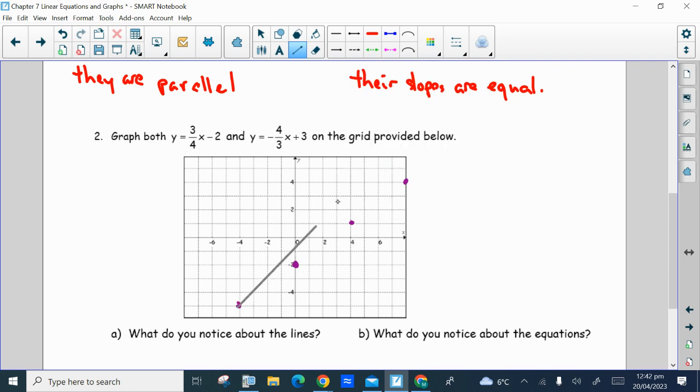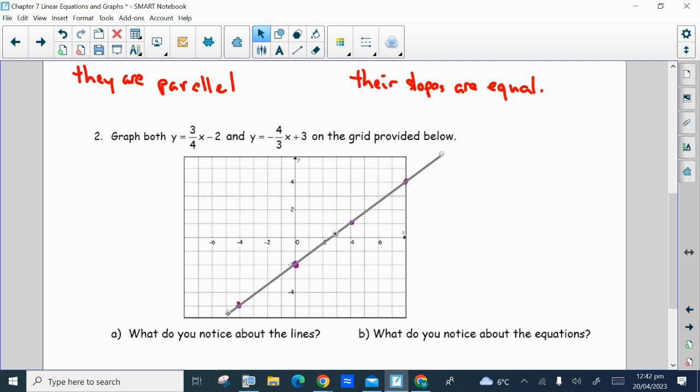But we've got lots of points that line up there, so we can draw our line going through all those points. And there's the first line.